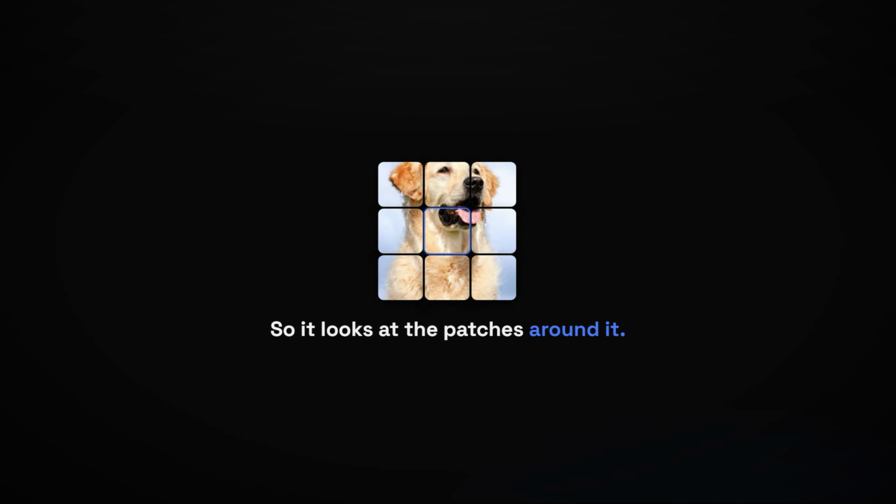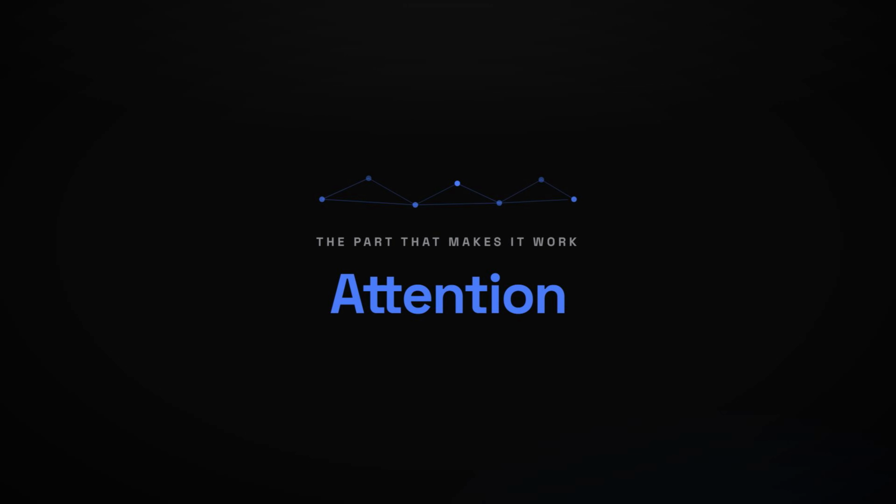But here's the catch. A patch on its own doesn't mean much. A brown blur could be fur, could be dirt, could be a couch. To know which, the model has to look at the patches around it. This is the part that makes vision models actually work. It's called attention. As it processes the image, the model naturally learns to give more weight to the patches with the dog's face and body, and less to the empty sky in the corner.